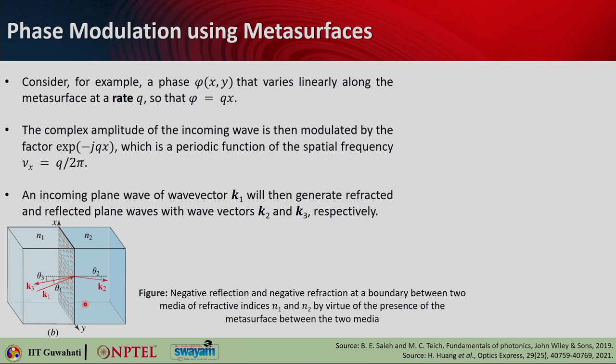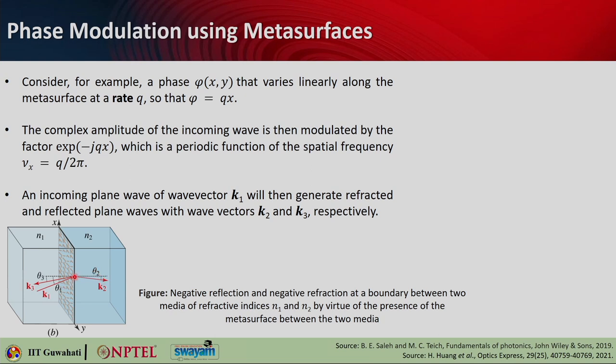So this figure basically shows a negative reflection and negative refraction at the boundary between the two media of refractive index n1 and n2, when the metasurface is present at the interface. Here an incoming plane wave of wave vector k1, which has an incident angle of theta 1, will generate a refracted wave with wave vector k2, but it is a negative refraction. So instead of going that side, it is coming towards the other side of the normal. So the angle here is theta 2.